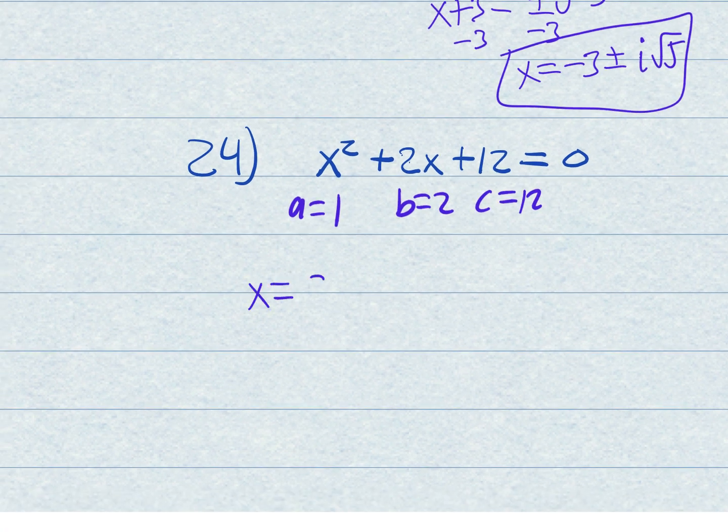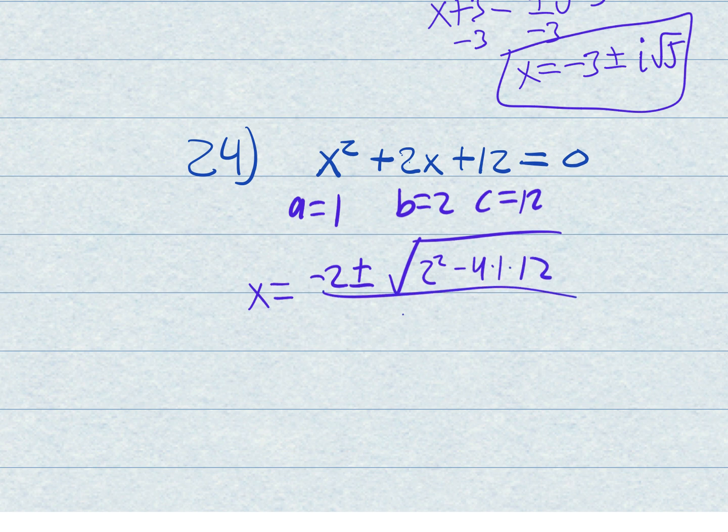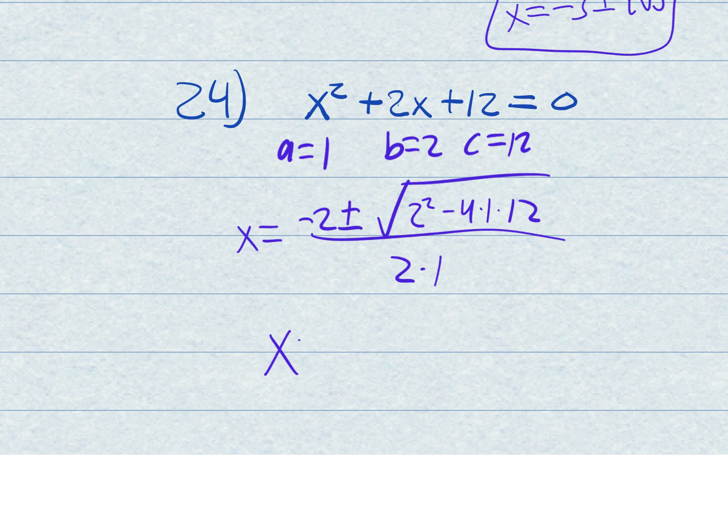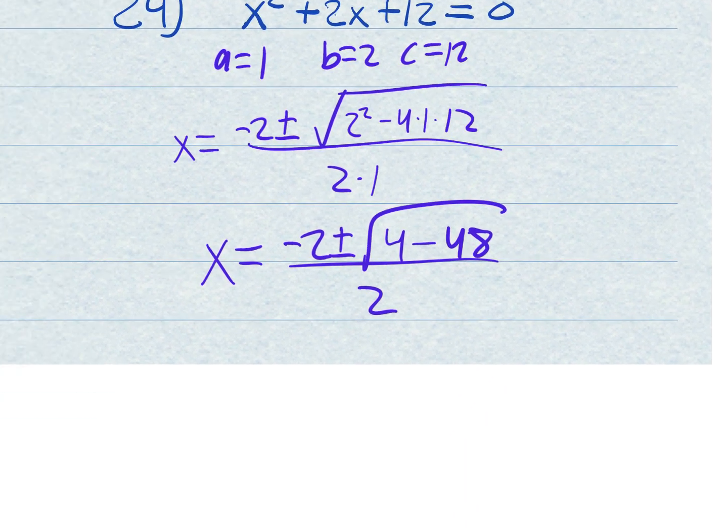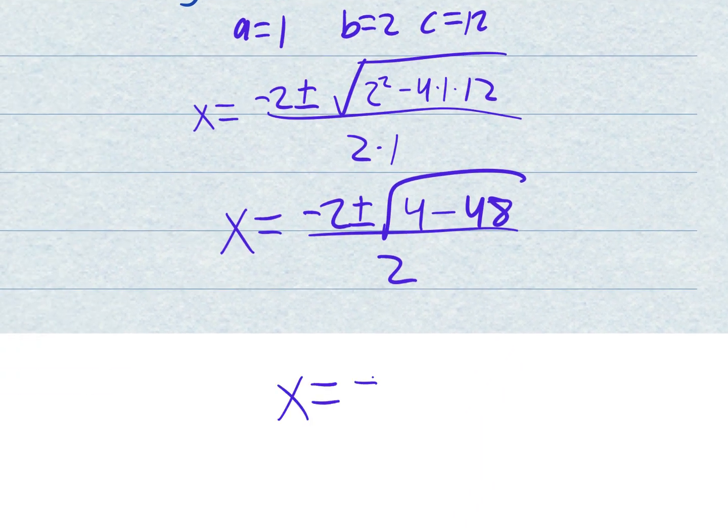We get x equals negative 2 plus or minus the square root of 2 squared minus 4 times 1 times 12, all over 2 times 1. So we get x equals negative 2 plus or minus, 2 squared is 4, minus 4 times 1 times 12, which is negative 48, and then over 2. And then 4 minus 48 is going to get you negative 44. So we get x equals negative 2 plus or minus the square root of negative 44 over 2.